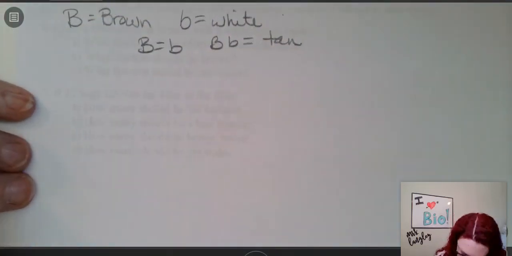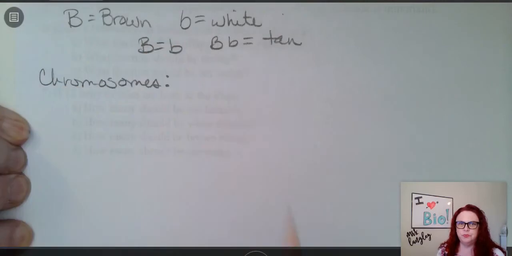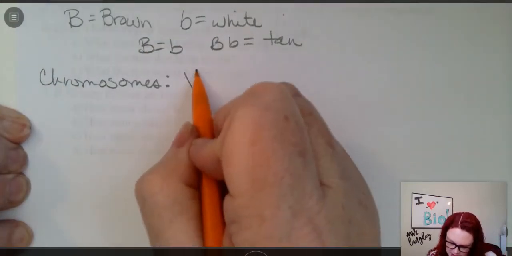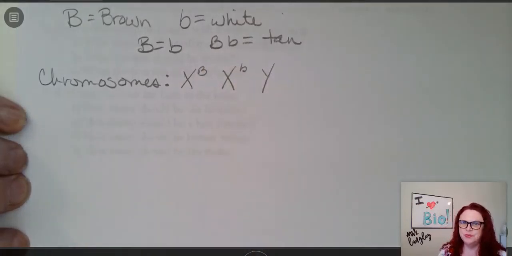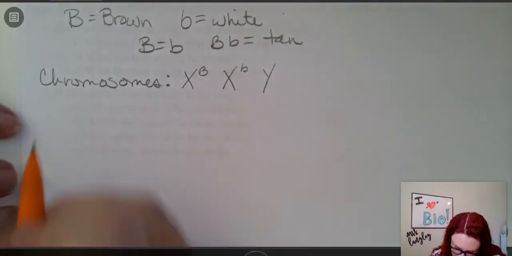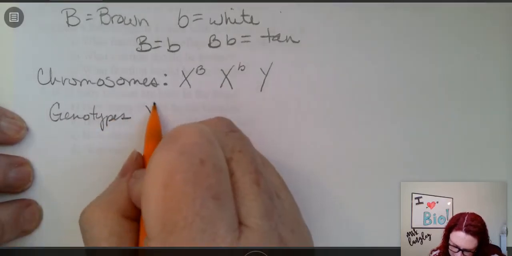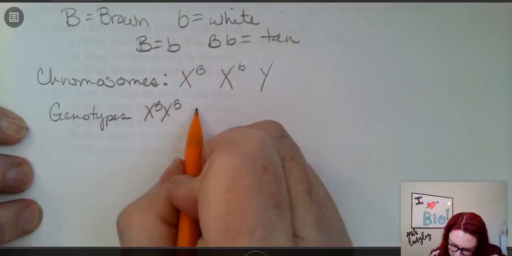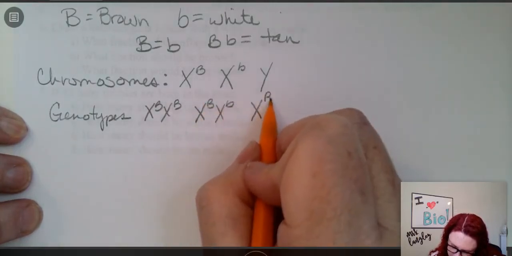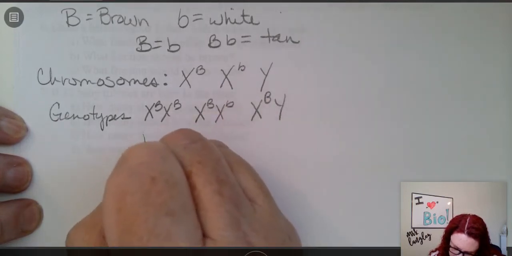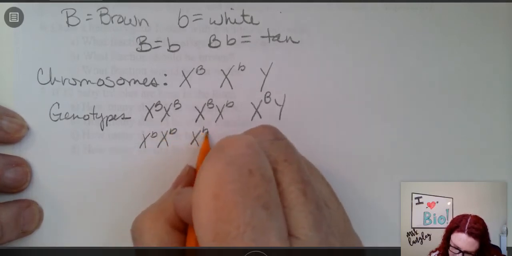Okay, so I can have an X with a big B, an X with a little b, or a Y. For my genotypes, I can do my big B with all my different ones. I can do my little b. And that's it.